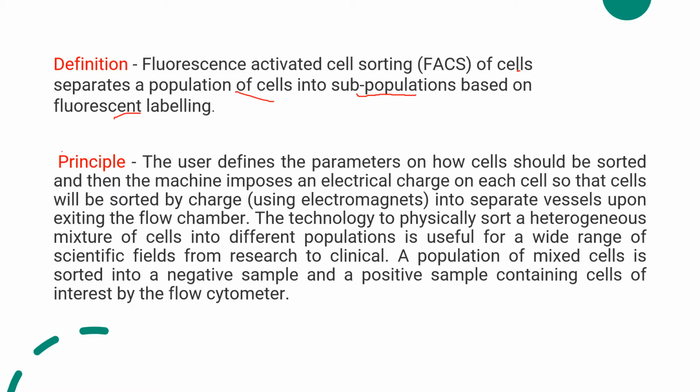Now the principle. It has already been decided which kind of parameters are used for this technique, like if we have to do dead cell separation, or expression of transgenic cells, or immunotyping, or many more. So the parameters are previously decided based on the work we have to do. The user defines the parameters on how cells should be sorted, and then the machine imposes an electrical charge on each cell so that cells will be sorted by charge using electromagnets into separate vessels upon exiting the flow chamber.